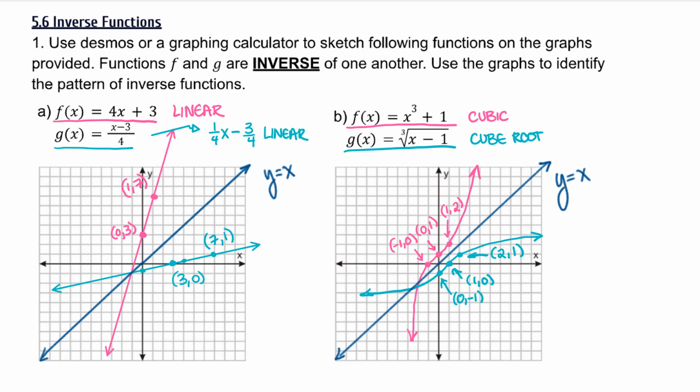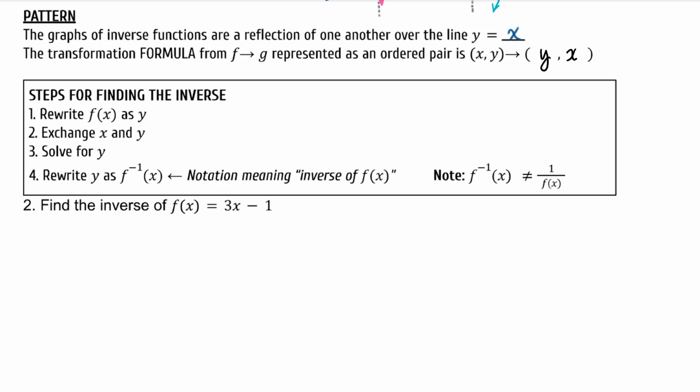Looking at part b, it makes sense that a cube root function is the inverse of a cubic function because cubing and cube rooting are inverse operations. So if x and y are mirrored in an inverse function, switching x and y will be instrumental in the process of finding an inverse function. The first step is to rewrite f of x as y, then exchange x and y, then solve for y, and then rewrite as f inverse of x.